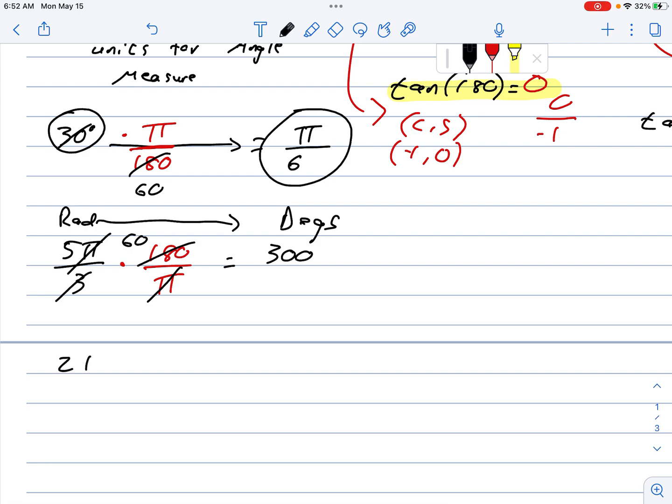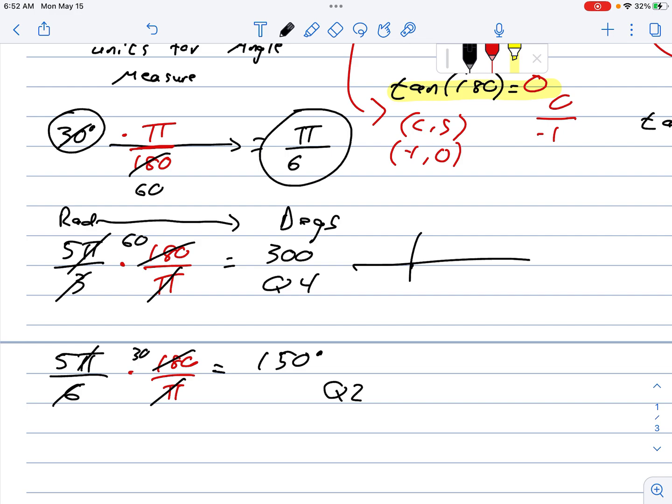Let's do 5 pi over 6. My first step is to convert it into degrees, because I know what to do for degrees. Multiplying by 180 over pi, the pi's go away, 6 goes into 180 thirty times, and I get 150 degrees. So you can always convert it to degrees. I would do that first, and then say 150. This means I'm in quadrant 2. 300 means I'm in quadrant 4.